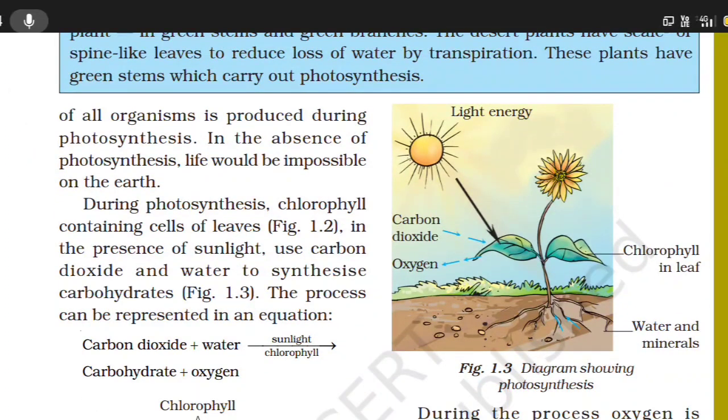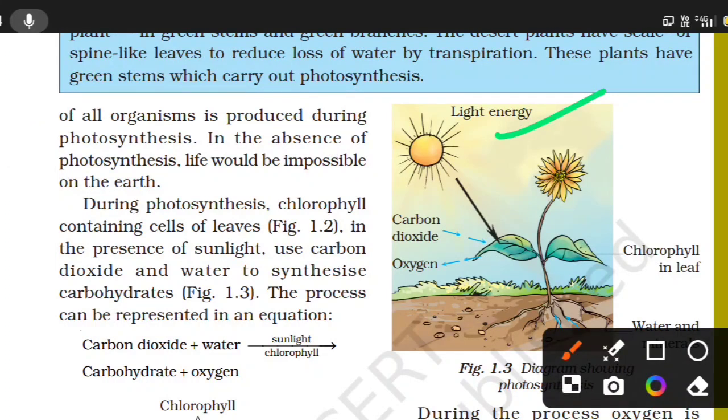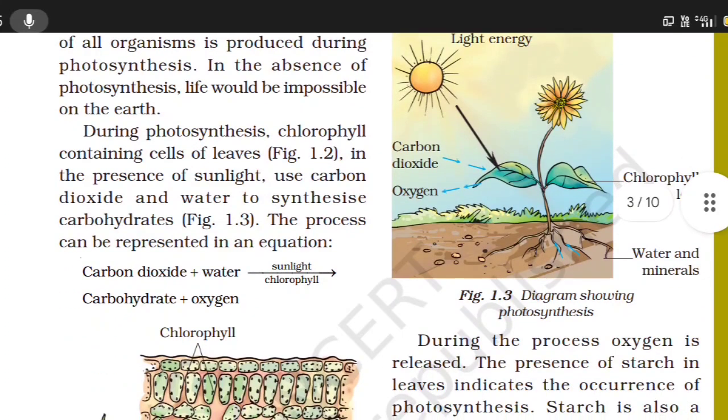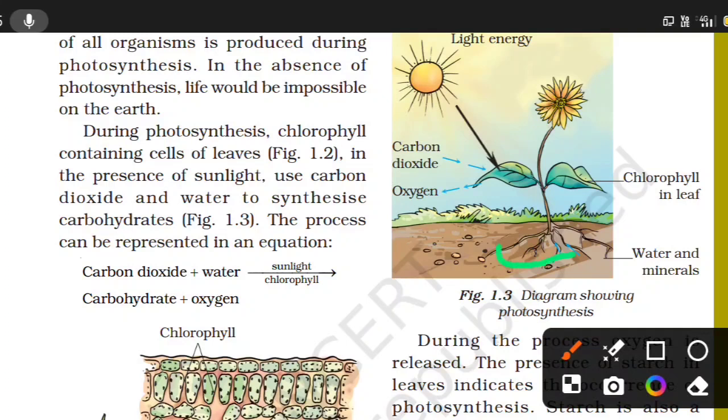So see here, this is a picture of photosynthesis, right? Here the leaf is taking light from the sun and carbon dioxide from the atmosphere. Instead, it releases oxygen. Yes, it releases oxygen and absorbs carbon dioxide. Now see, you can see here it absorbs water and minerals from the soil.